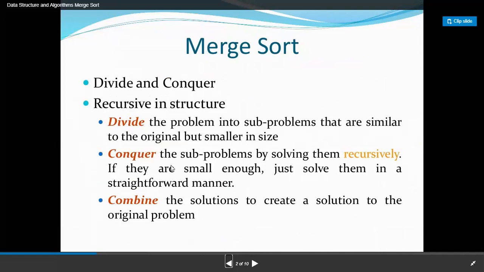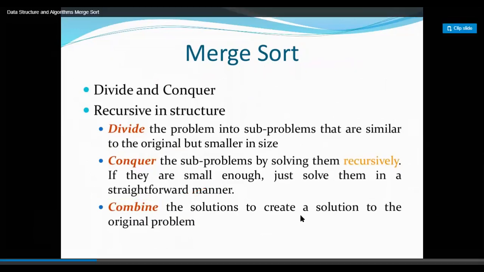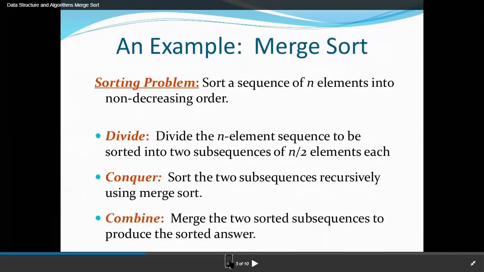Then conquer the subproblems by solving them recursively. And if they are small enough, just solve them in a straightforward manner. So basically just solve them one by one. This last line means that when you have a size of 1, you can just directly compare these two. And finally, combine the solutions to create a solution to the original problem. So what we do after sorting this array, if I take you back here, if this array is sorted and this array is sorted, these two are combined to create another sorted array. And finally, when these two are combined, we have our sorted array. So we are combining the small solutions to get the original result.